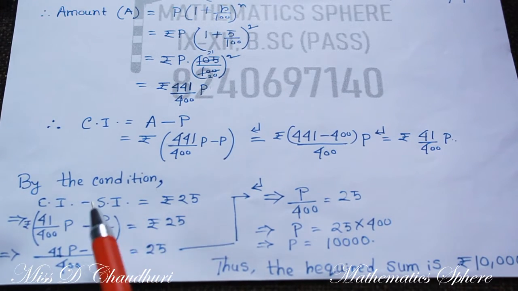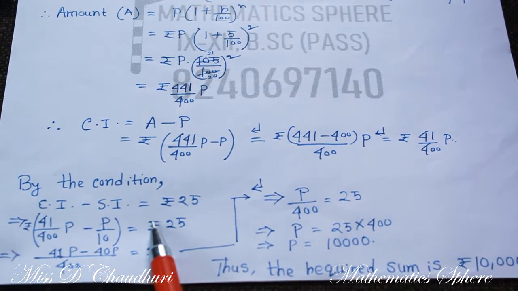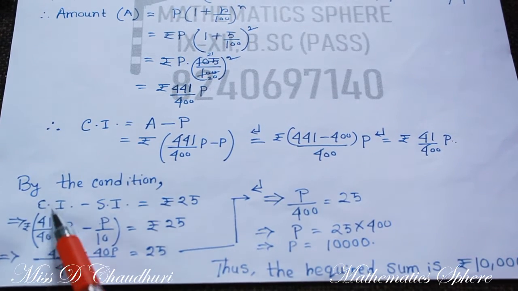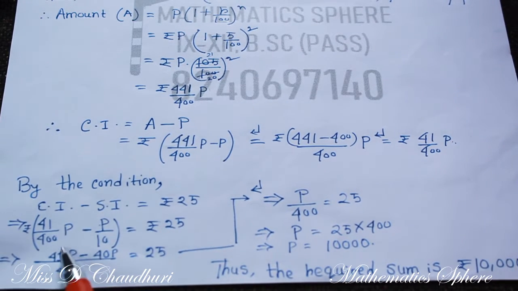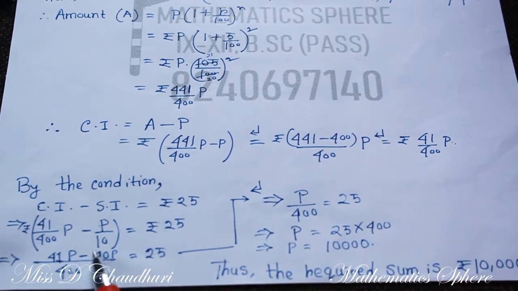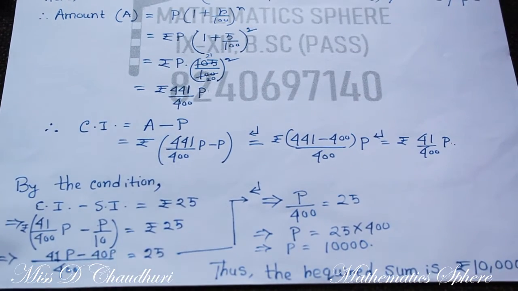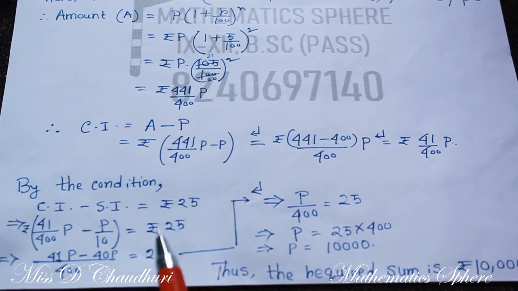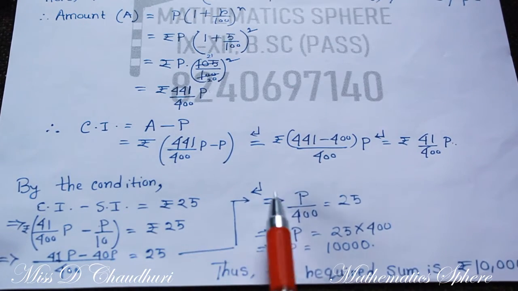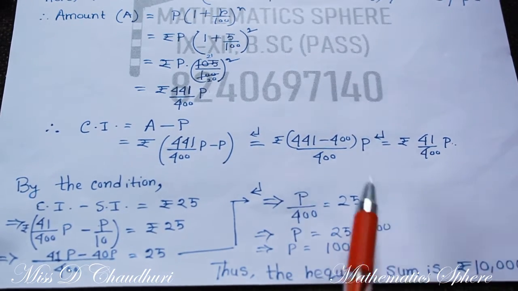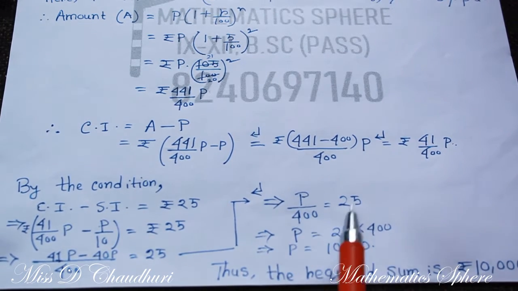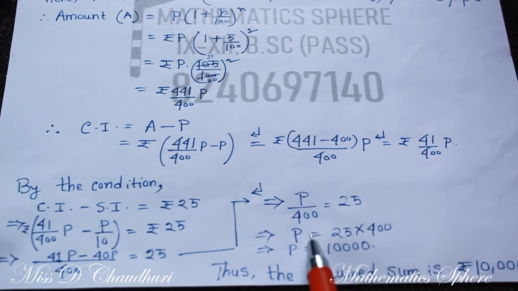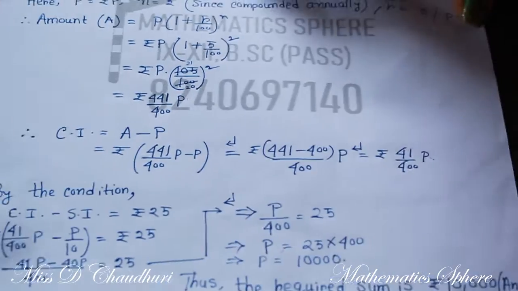Now you take the LCM. The rupees sign is common, so it will be cancelled. For 41 by 400 P and P by 10, the LCM will be 400 only. So 41 P stays, and P by 10 becomes 40 P because LCM is 400, 10 into 40. Subtracting, we get P by 400 equals 25. So if P by 400 is 25, then P equals 25 into 400. That means P equals 10,000. Thus the required sum is rupees 10,000.